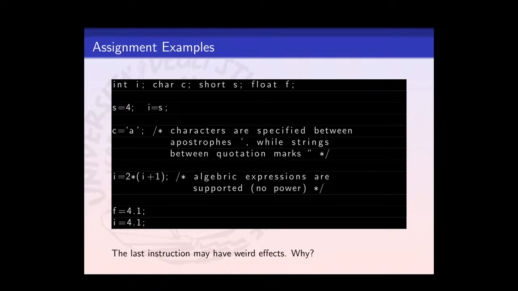Okay, please notice that in the C programming language, quotation marks and apostrophes are different kinds of things. If you write quotation mark A quotation mark, you mean the string which contains A. By using apostrophe A apostrophe, you mean the character A. They are two different things.